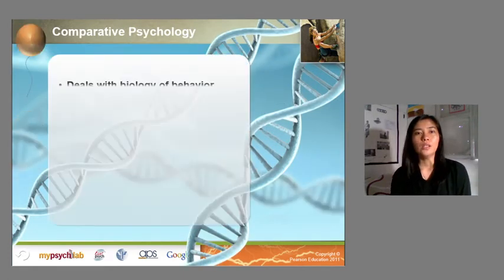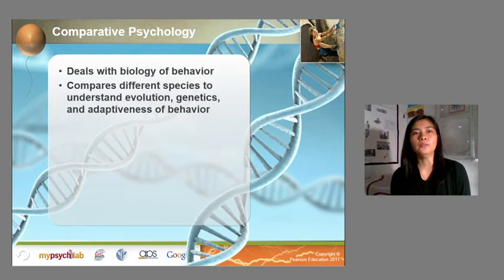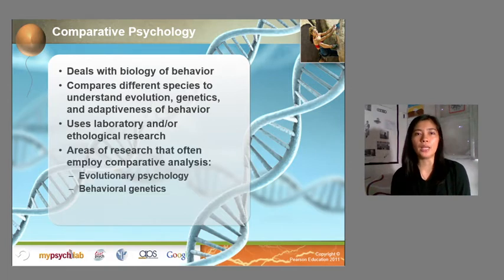Lastly, we have comparative psychology. It deals with the biology of behavior, and it compares different species to understand evolution, genetics, and adaptiveness of behavior. It uses laboratory or ethological research.